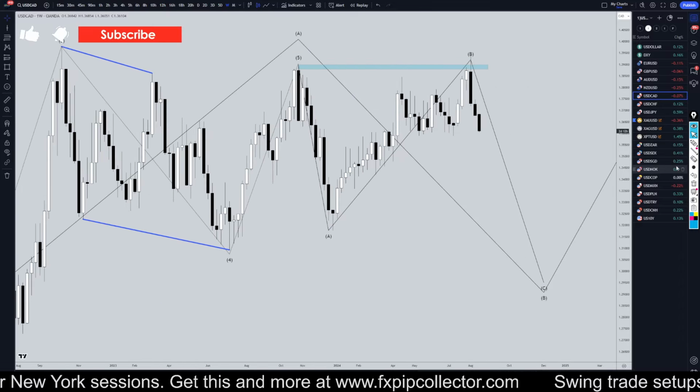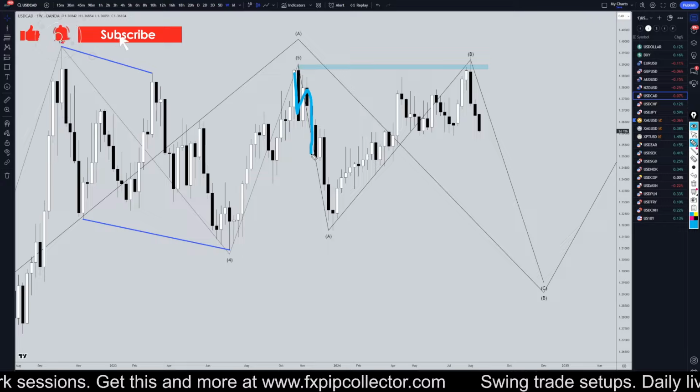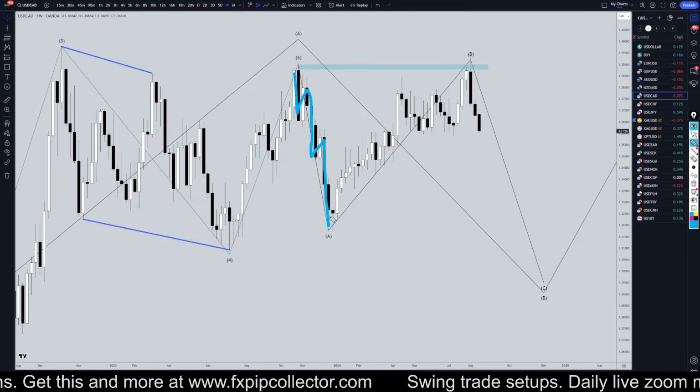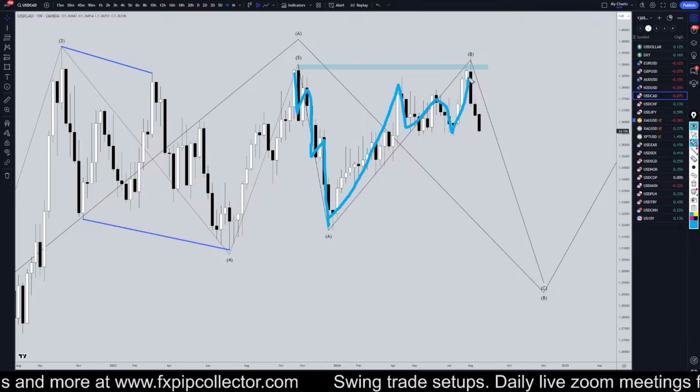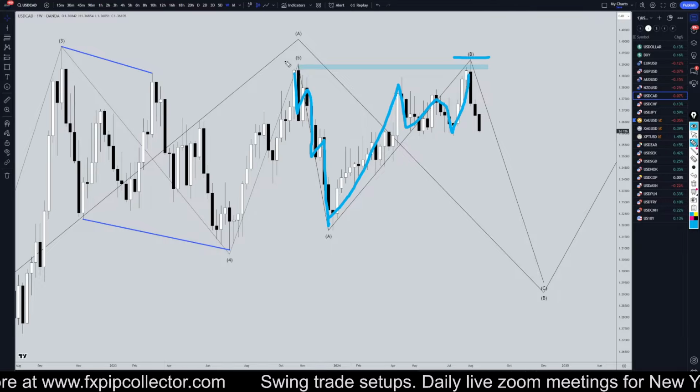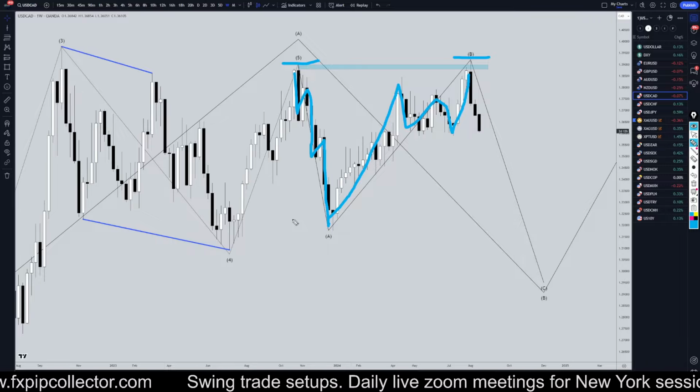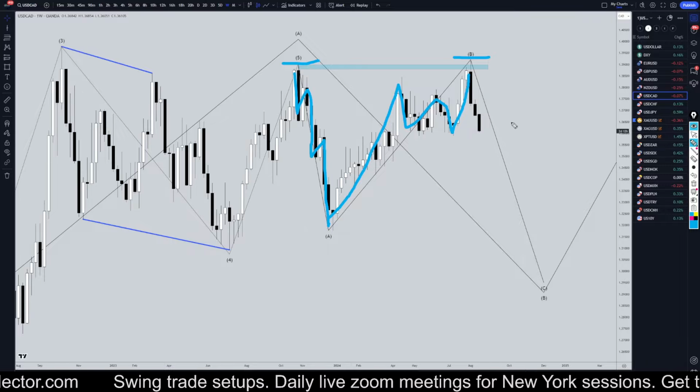On the weekly time frame, I think that it's very clear this is 5 waves down right here. Then I think it's very clear that this is 1, 2, 3 waves up. Yeah, it did take out the previous high, but that definitely does happen quite often in wave Bs. I just call them irregular wave Bs.